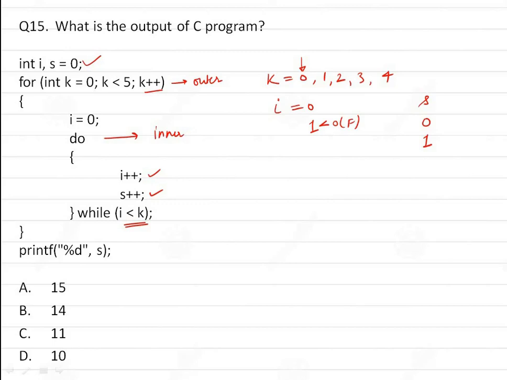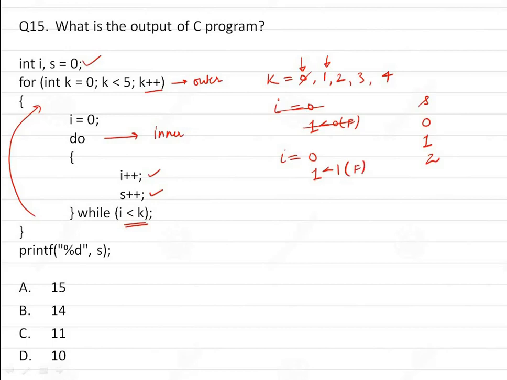Since we exit the inner loop, we will go back to the outer loop. k is incremented, so k becomes 1 now. Again we will enter the loop, so I will be initialized from 0. Then we will enter the inner loop, I++ so I will become 1, s++ so s will become 2, and then this do while statement is executed. 1 is less than 1, so this is false, the value of k was 1.